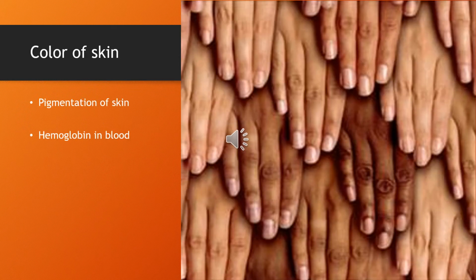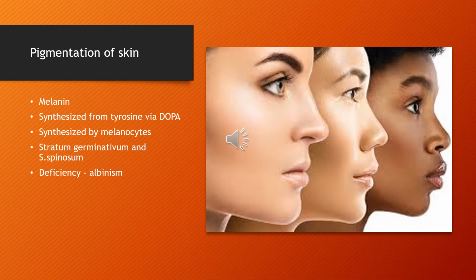The color of our skin depends on two factors: pigmentation of skin and the hemoglobin content in blood. Pigmentation of skin. The skin color is because of the brown pigment called melanin, synthesized by melanocytes present in the stratum germinativum and stratum spinosum of epidermis from the amino acid tyrosine via dihydroxyphenylalanine. And its deficiency will lead to a congenital disorder called albinism.